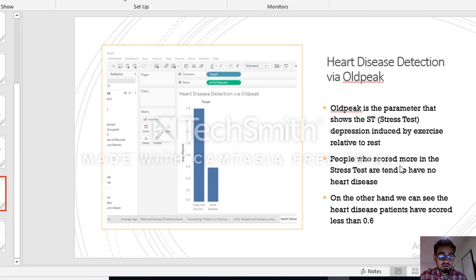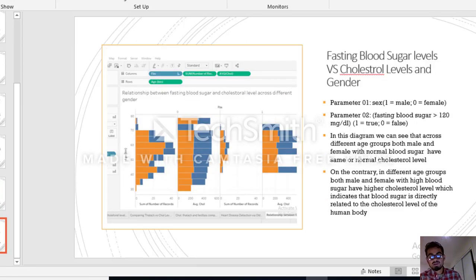Now coming on to the next slide, I would like to show you the relationship between the fasting blood sugar level and the cholesterol level based on gender. Just to demonstrate this, first I have to explain the parameters.